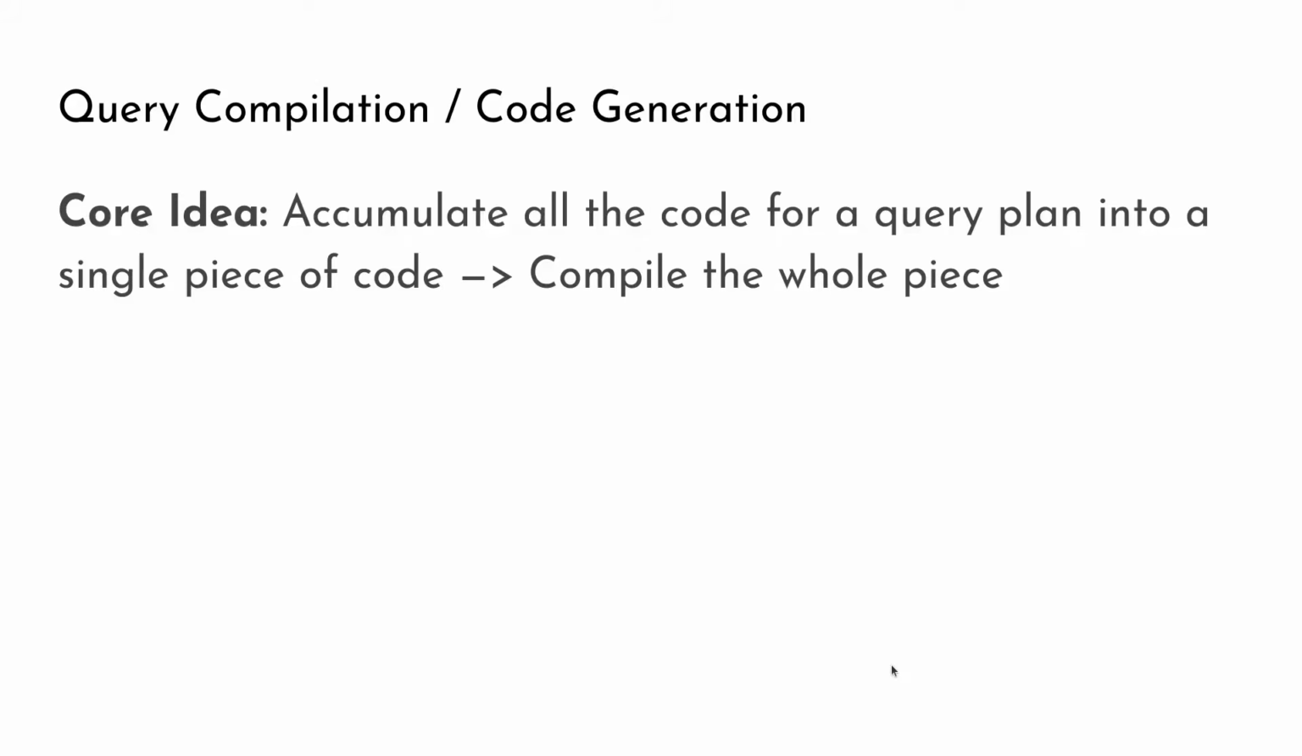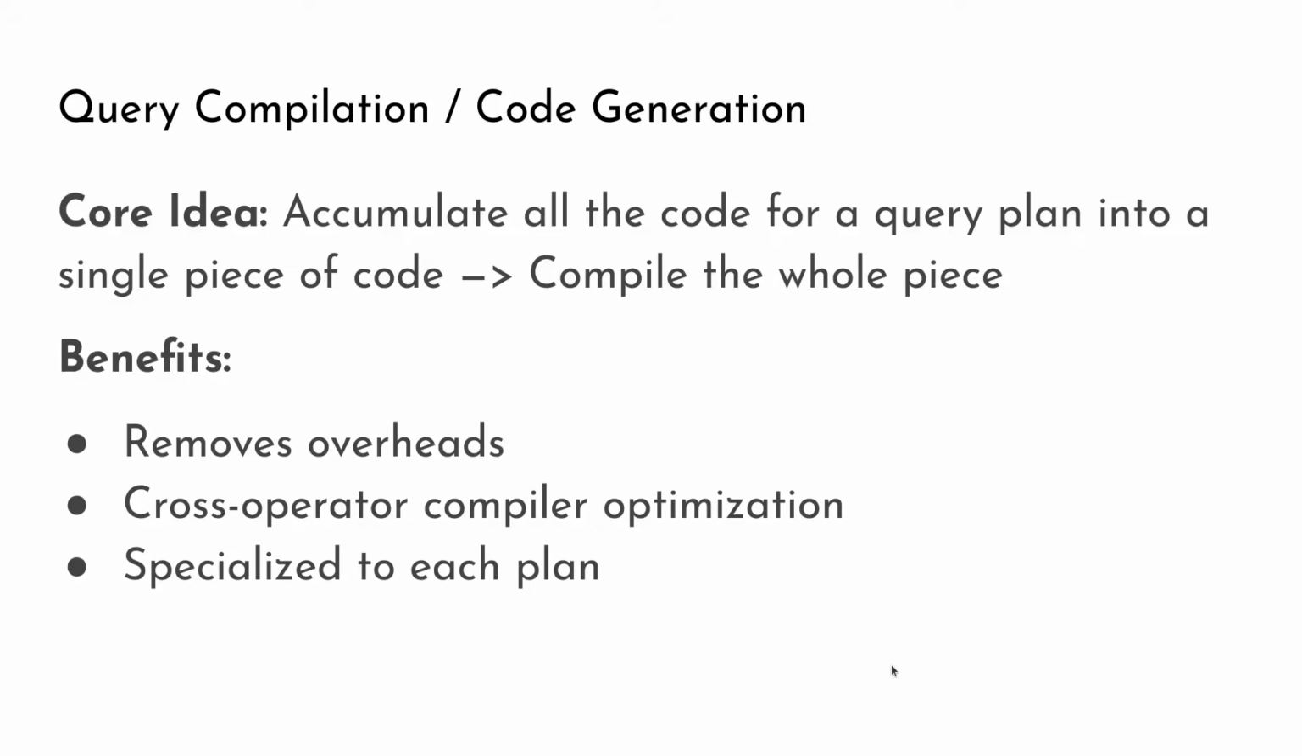So the core idea of code generation or query compilation, which is another way of executing query plans, is to accumulate all the code for a query plan into a single piece of code and then compile this whole piece. The benefit of that is, first of all, it removes overheads. It removes the overheads of, for example, one operator calling another. Again, as I said, you can think of them as being in different functions and different modules. A function calling another function has some overhead. You can inline that, for example.